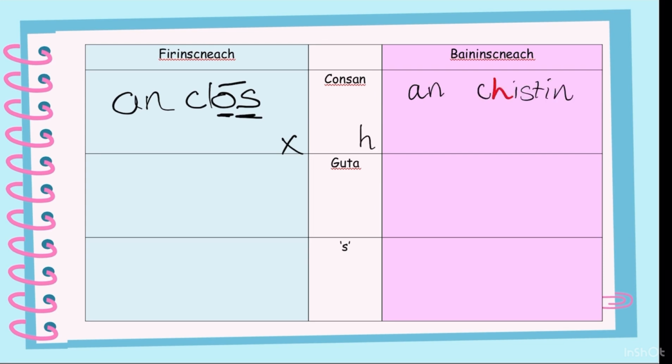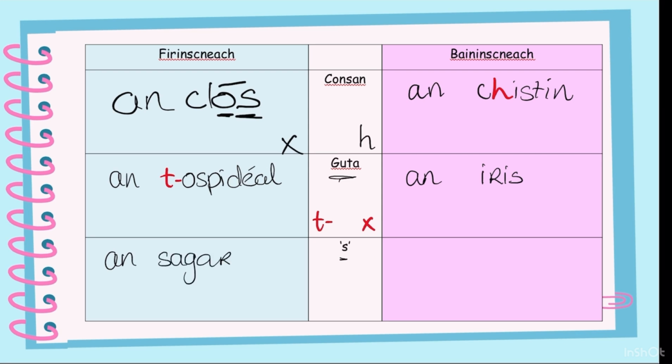For masculine words that start with a gutsa, a vowel, we have an t-ospidéal. So we add in a T. So it's a T here, and it's actually nothing on the other side. So the magazine is an iris. And the last one is words that begin with S. They have their own category. So the priest is an sagart, and it gets nothing. Whereas on the feminine side, an tsochtain gets a T. So an tsochtain becomes an tsochtain with a T.